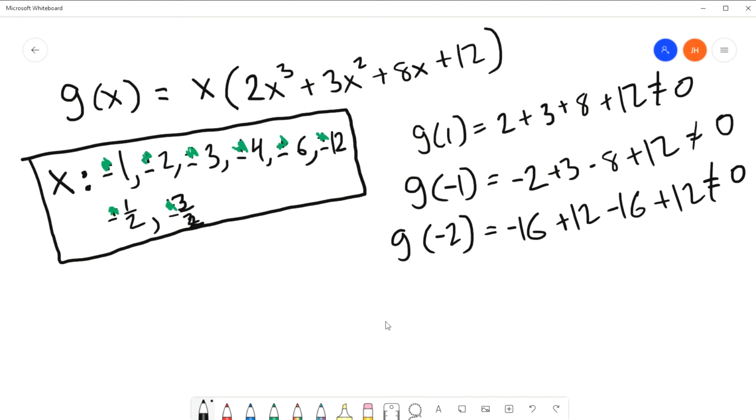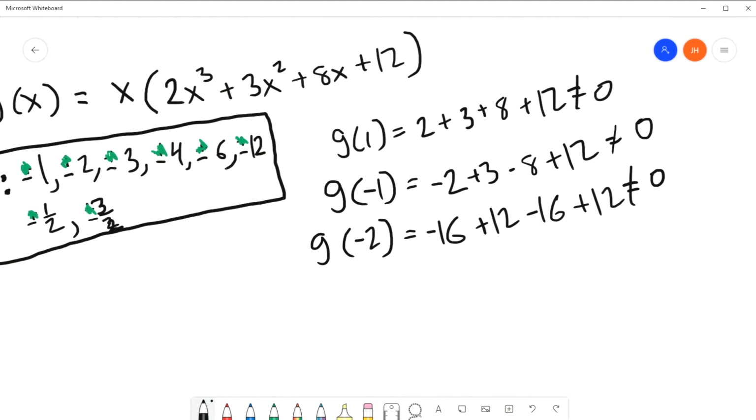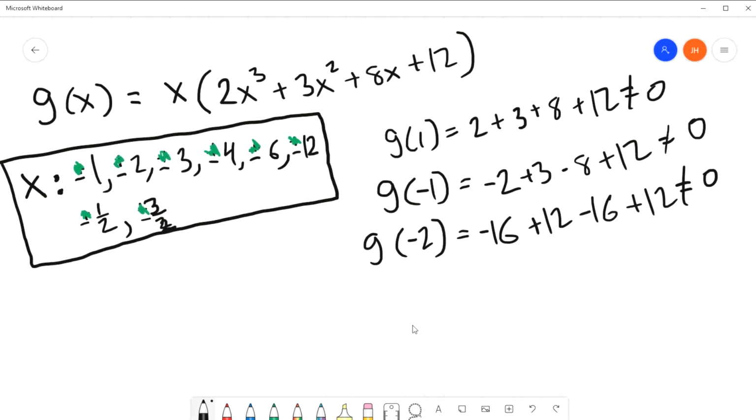But there is something important here, y'all, to notice. It may not equal 0, but what did I get for these solutions? When I plugged negative 1 in, I got 5. When I plugged negative 2 in, I got negative 8. Do y'all see something? At negative 1, it was positive. At negative 2, it was negative. So where is 0? 0 is between a positive and a negative number, right?